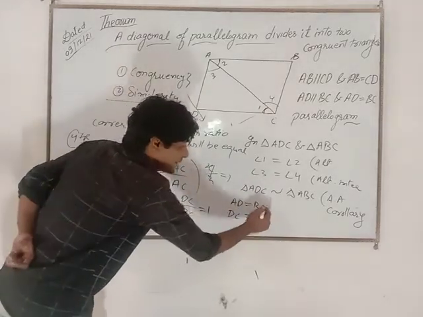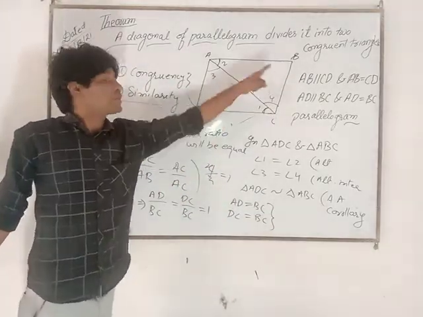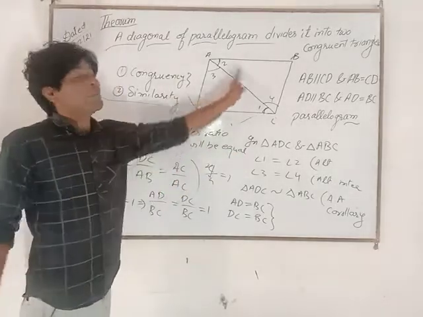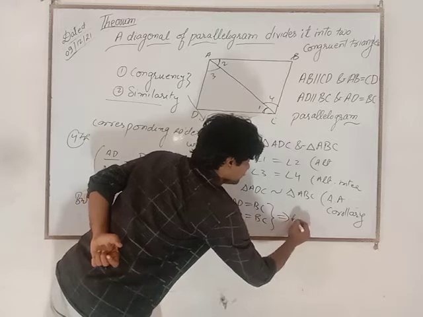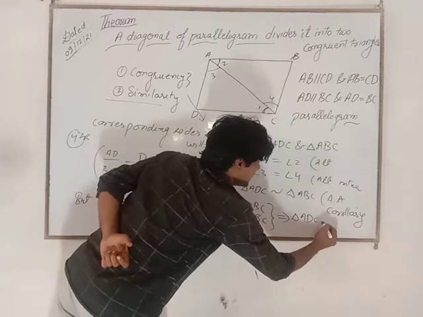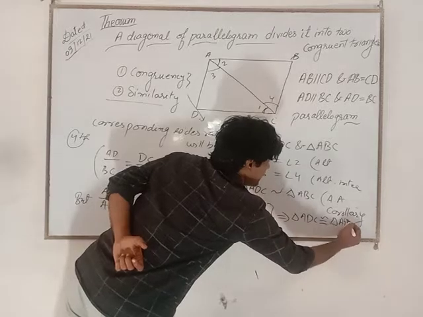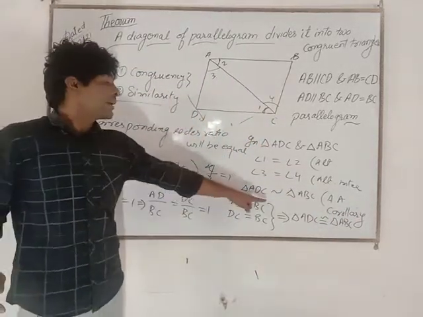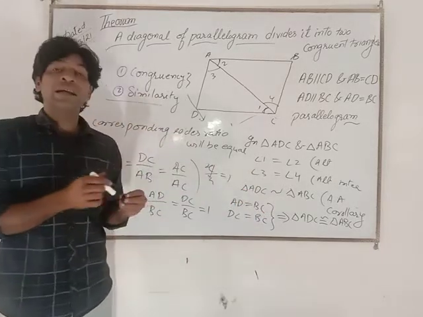It means when corresponding sides are equal, it implies that the triangles will be congruent. Implies that triangle ADC will be congruent to triangle ABC, right?